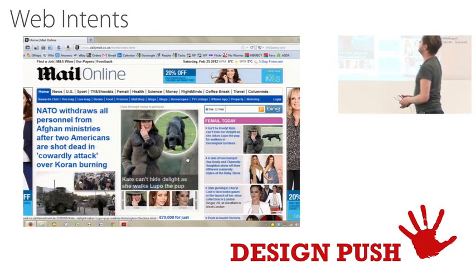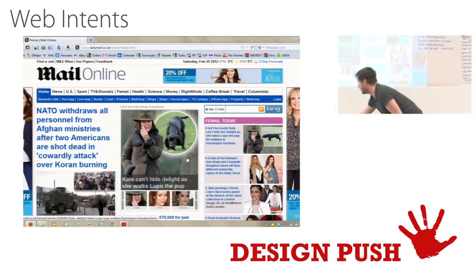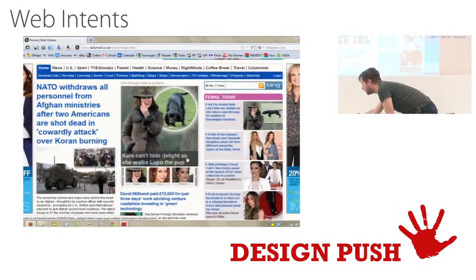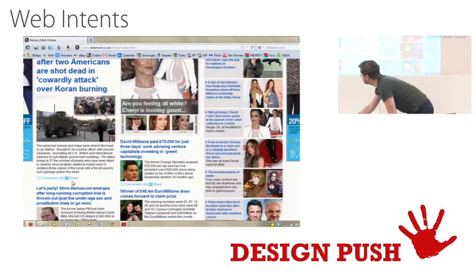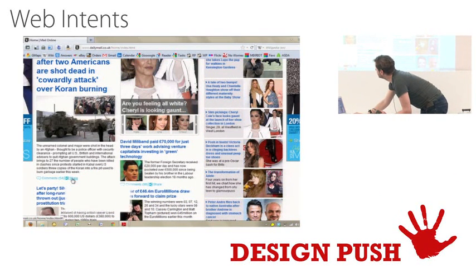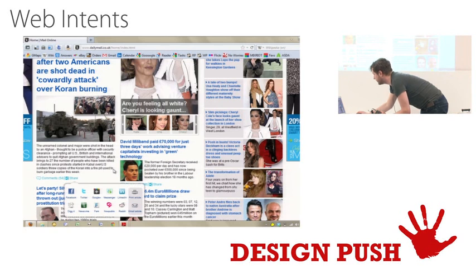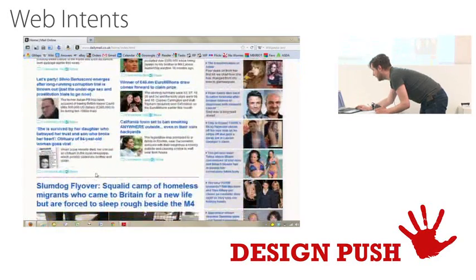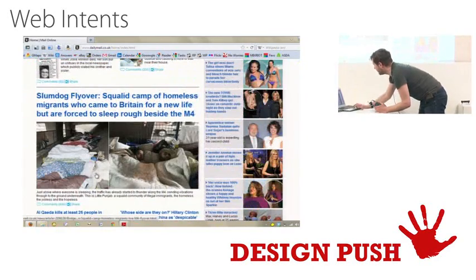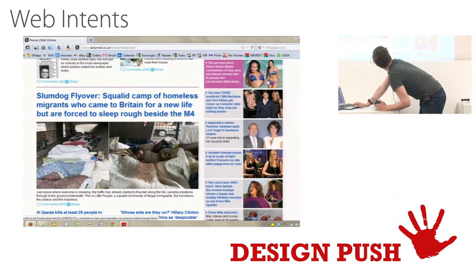There is the Mail Online, and you can see that there is already quite a lot there to do with sharing. So, for example, here, and further down in particular articles. So they're already fairly clued into how to share. And they're also fairly clued into how to keep people on the site. They don't really want people to go away.